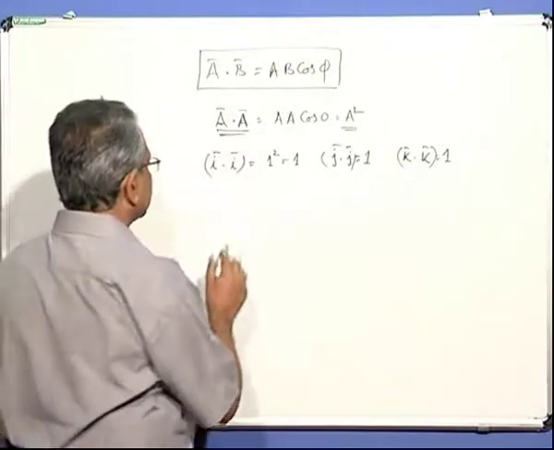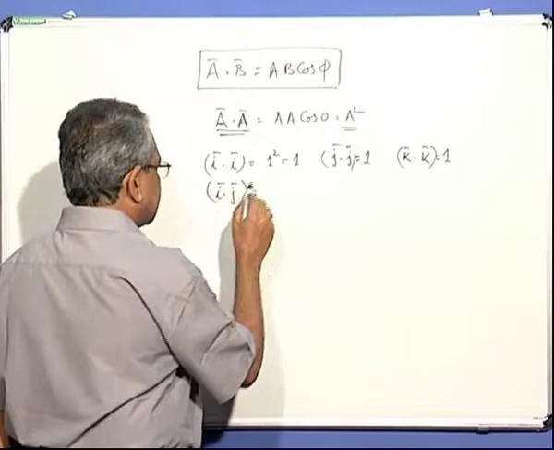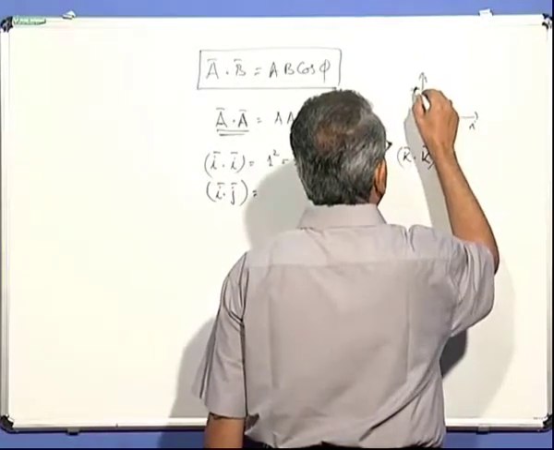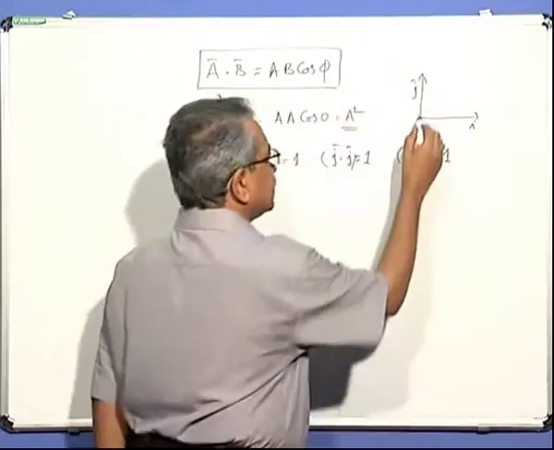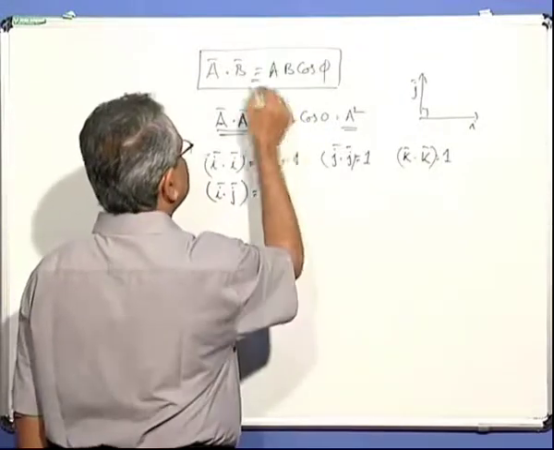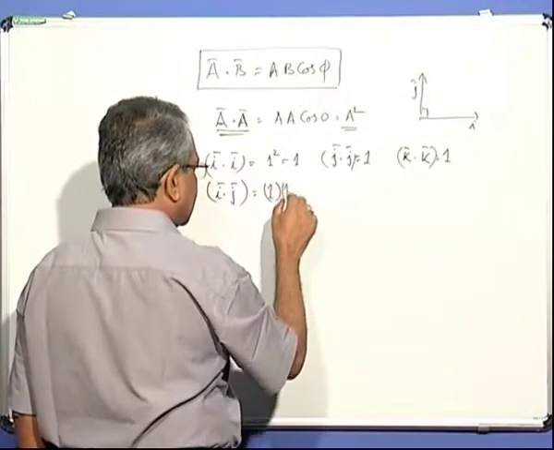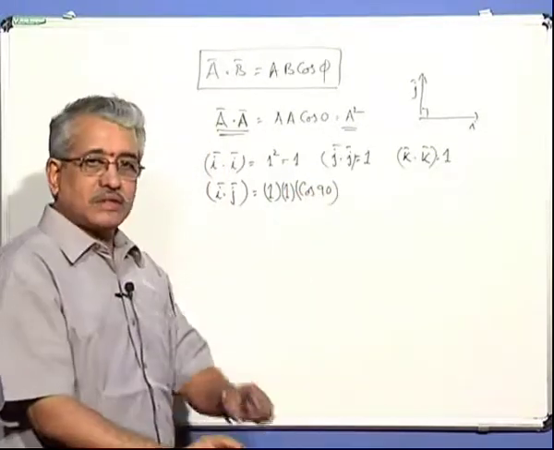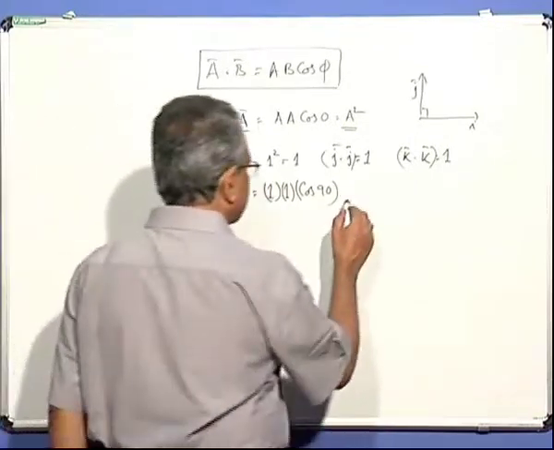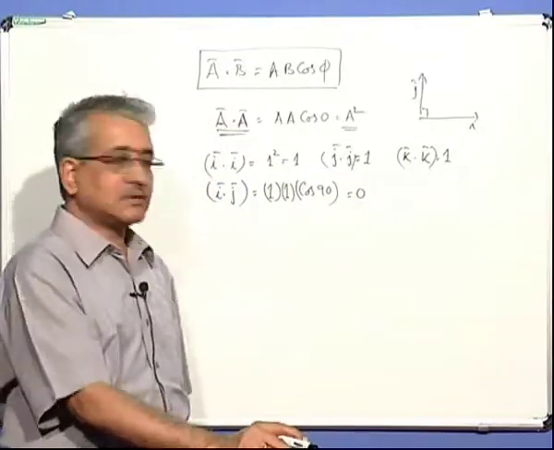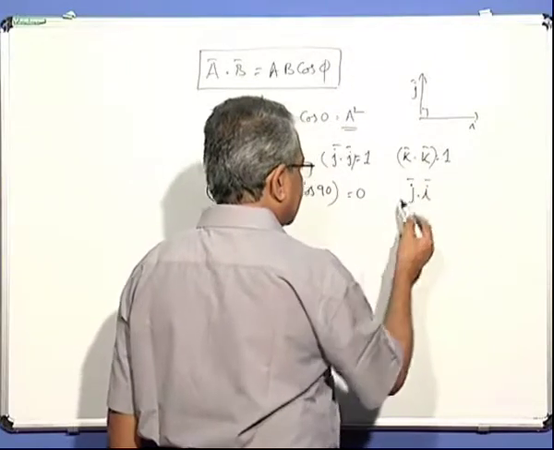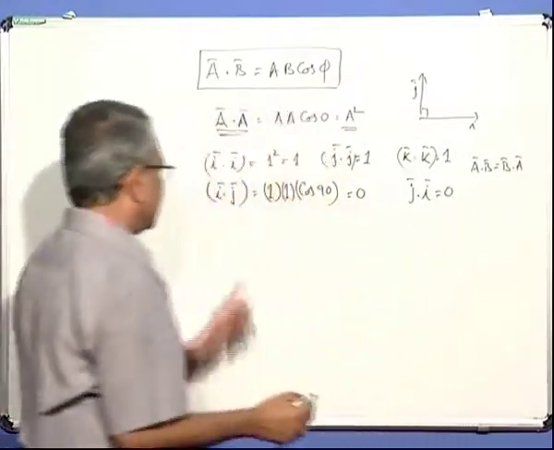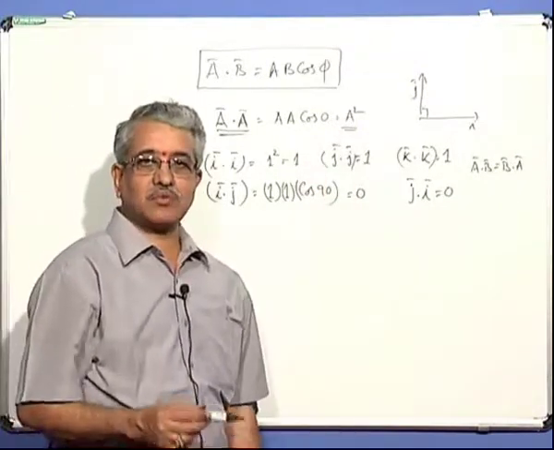Then, take the other case, i dot j. See what is this. i is in the x direction, j is in the y direction. The angle between them is 90 degrees. So, if you write like this, according to the same rule, 1 into 1 into cos 90. Just now I told you, when two vectors are mutually perpendicular, the dot product vanishes, it becomes 0. So, that means this becomes equal to 0. i dot j is equal to 0. Then what about j dot i? I said a dot b is equal to b dot a. So, even this is 0. i dot j is 0, j dot i also is 0, because they are mutually perpendicular vectors.